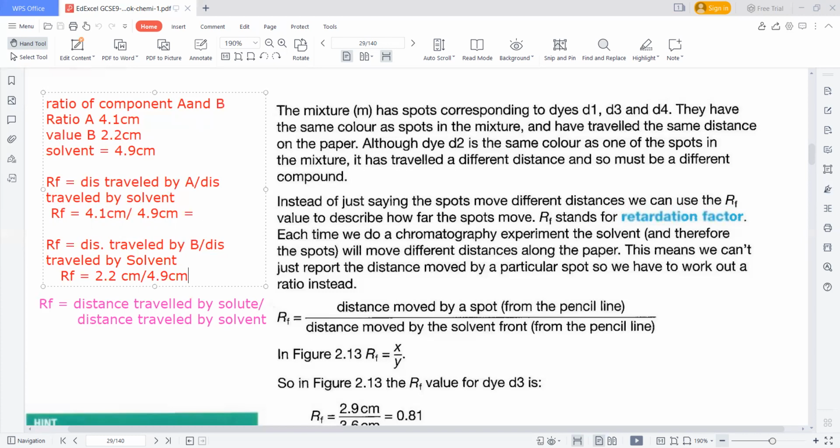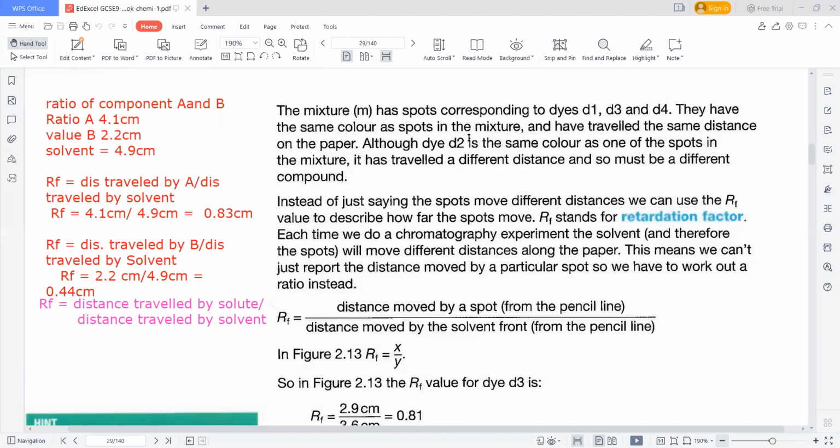Now, 4.1 divided by 4.9 would be 0.83. The next value is 2.2 divided by 4.9, which is 0.44. Okay, so that was it for the retardation factor.